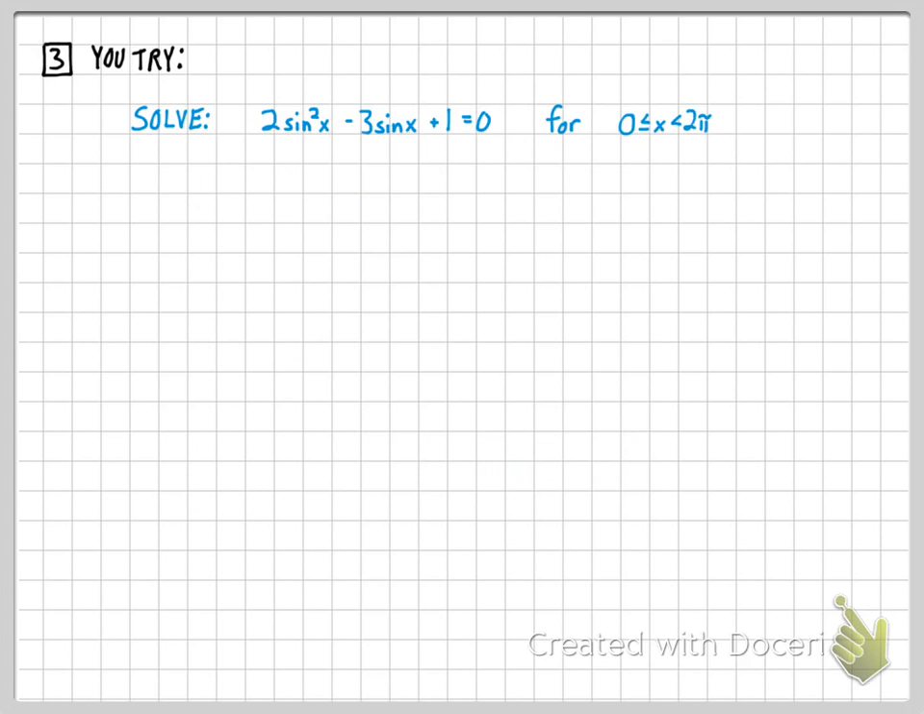Alright, let's have you do a U-try. This is very similar to example number 1. Take a minute, see if you can give all the answers from 0 to 2 pi that would be solutions to the given trigonometric equation.